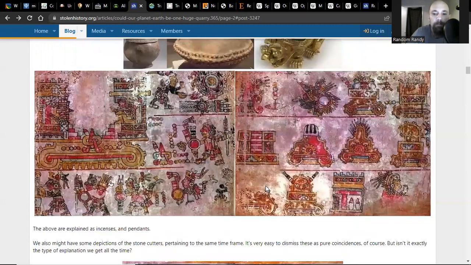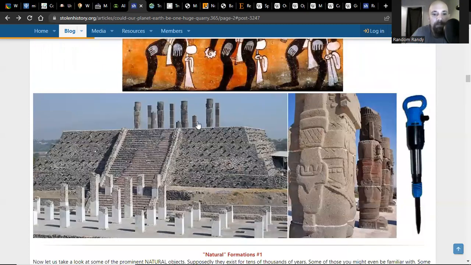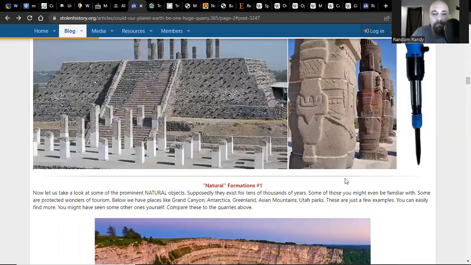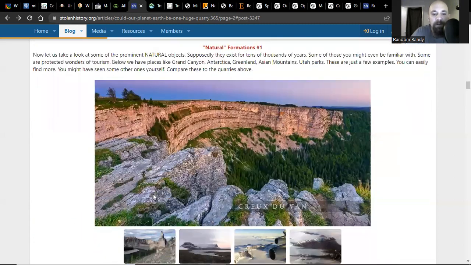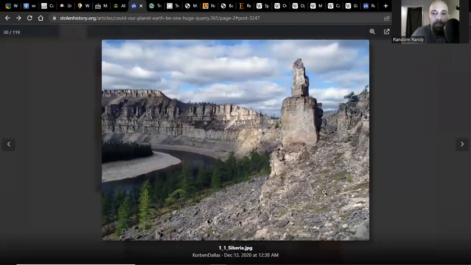Just a thought. All right. Make of it what you will. But then we have sites created for the worship of these gods. Look at these guys up here with their jackhammers. Okay. Let's look at some natural formations, guys. Well, what we're told are natural. And you're going to see the exact same thing. Okay. The exact same shapes.